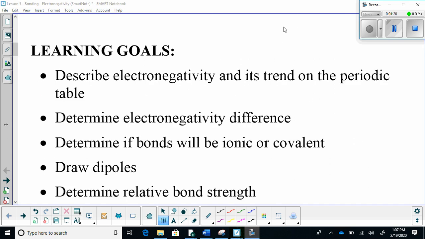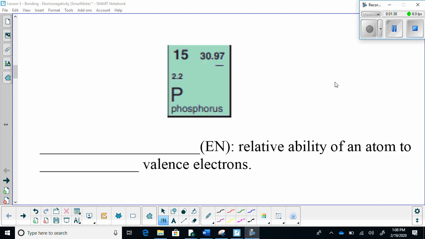Our learning goals for this lesson are to describe electronegativity and its trend on the periodic table, determine electronegativity difference, determine if bonds will be ionic or covalent, draw dipoles, and determine relative bond strength. I'm going to start off by giving you the definition of electronegativity, and then you're going to do the scavenger hunt activity.